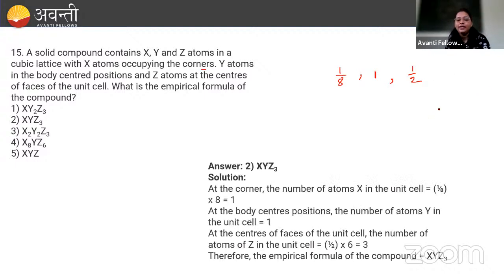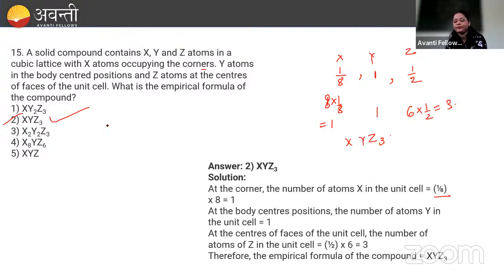These atoms will be present. See, at the corner, 1 by 8 into 8 atoms present, so 1 atom. Okay, body centered, total 1 atom will be present. And for Z, 6 faces are present, so due to the contribution of 6 faces, each half, that is 3. So X, Y, Z, 3. So option 2 is the correct answer here. Any doubts? Very simple problem. You understand this? Hello, everyone, understand this? Right. Let's move on to the next problem.